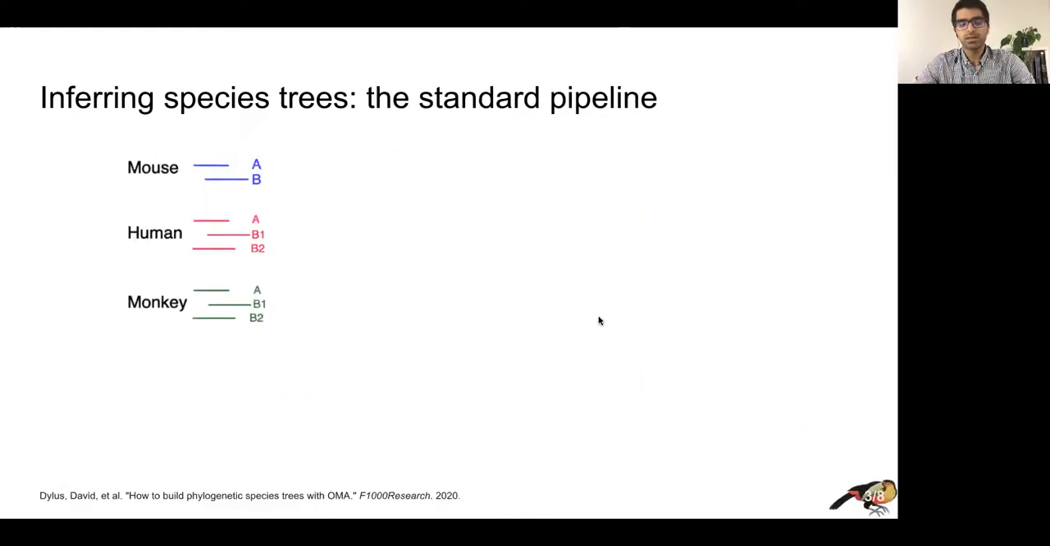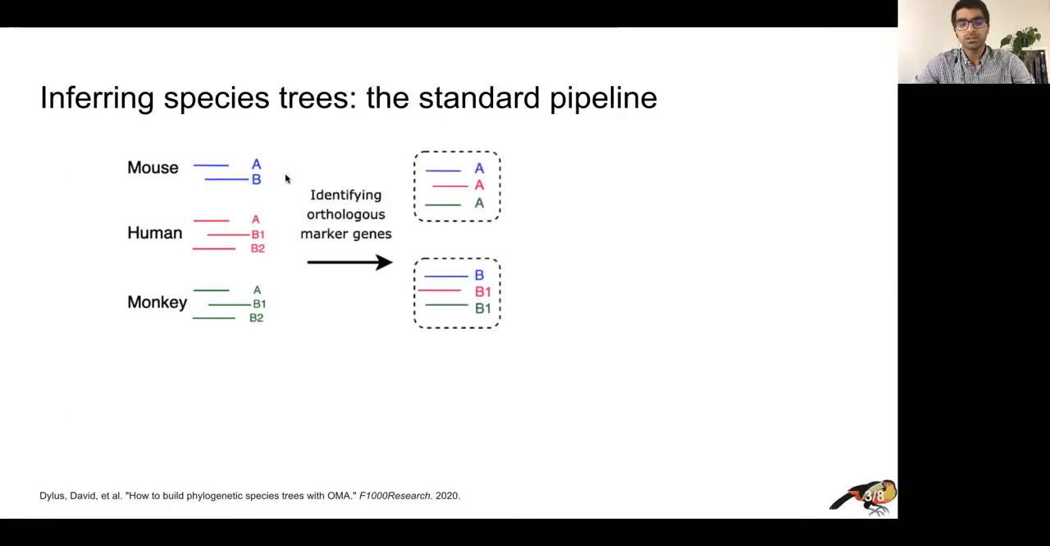The standard pipeline of inferring species trees starts with proteomes of a species. Here, for example, we have 3 species, and by identifying orthologous marker genes, we have 2 orthologous groups here. In each orthologous group, we have at most 1 protein per species. Since B1 and B2 are paralogs, we choose only one of them, as we can see here.